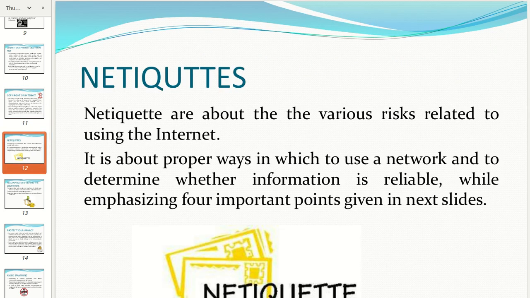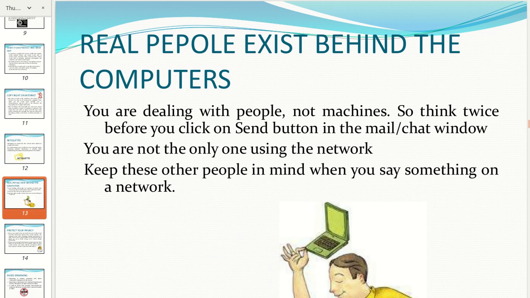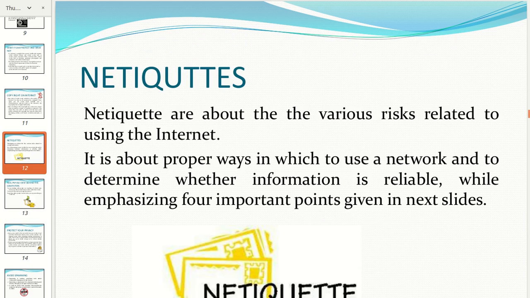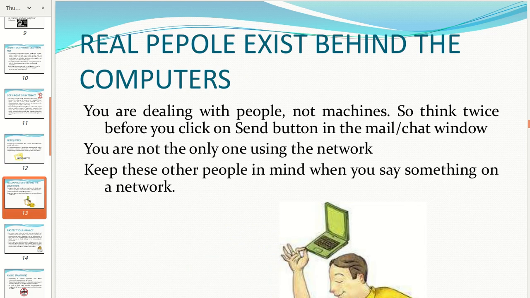Netiquettes are about the various risks related to using the internet. So when you use the internet, because we are talking about computer ethics, it's not that everybody is going to follow these ethics. Okay, there are going to be people who are not going to adhere to the ethics that we have set out for ourselves. So it is about using proper ways in which we use a network and determine whether the information is reliable or non-reliable, while emphasizing 4 important points given in the next slide. So have a look at the points.